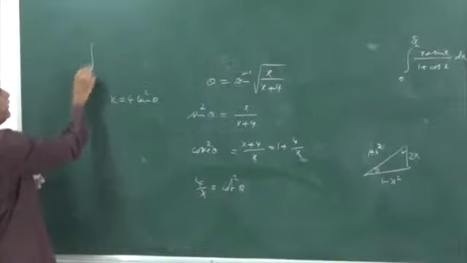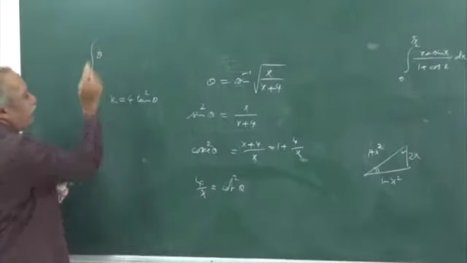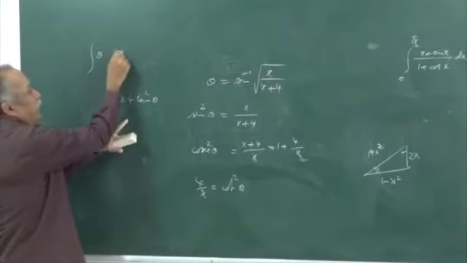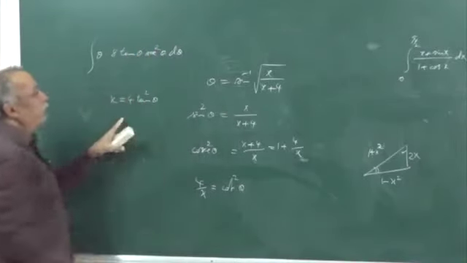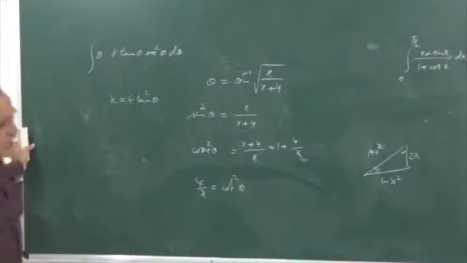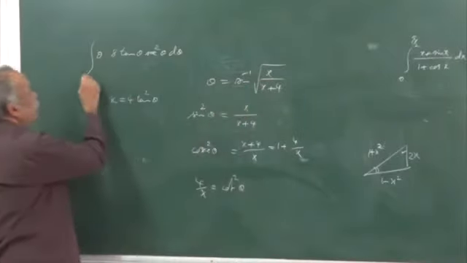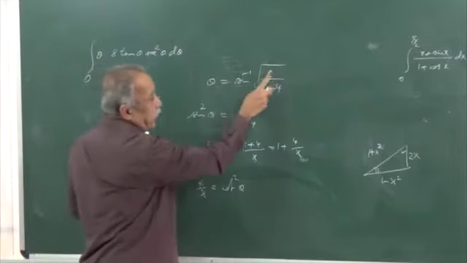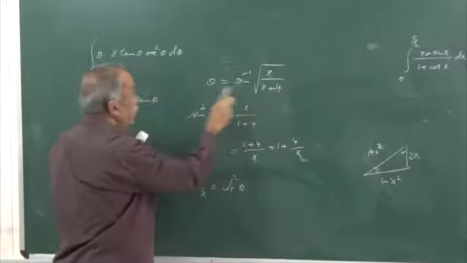The integral becomes theta, since sine inverse root x by x plus 4 is theta, and dx is 4 into 2 into tan theta into secant square theta d theta. New limits of integration. When x equal to 0, sine inverse 0, theta is 0. When x equal to 4, this is 4 by 8, root of 1 by 2, 1 by root 2, sine inverse 1 by root 2, pi by 4.